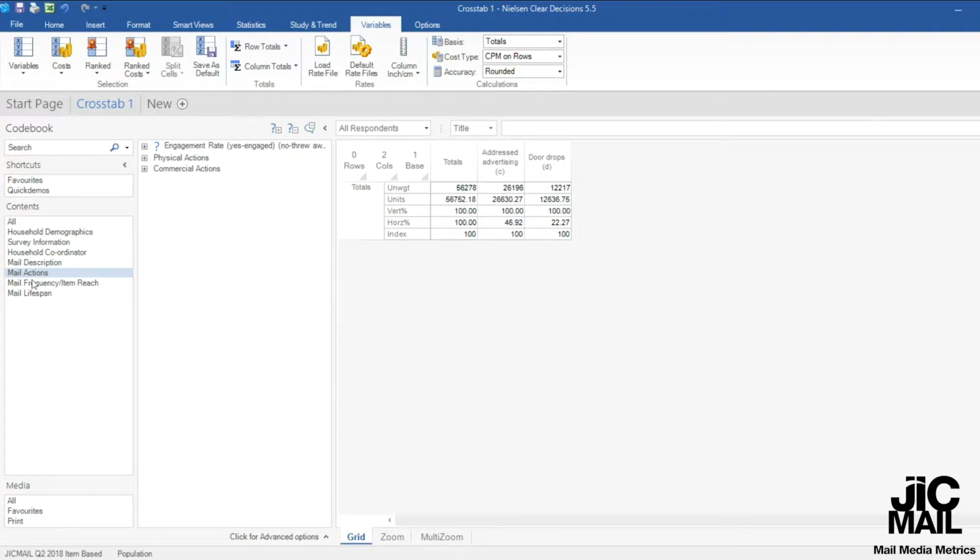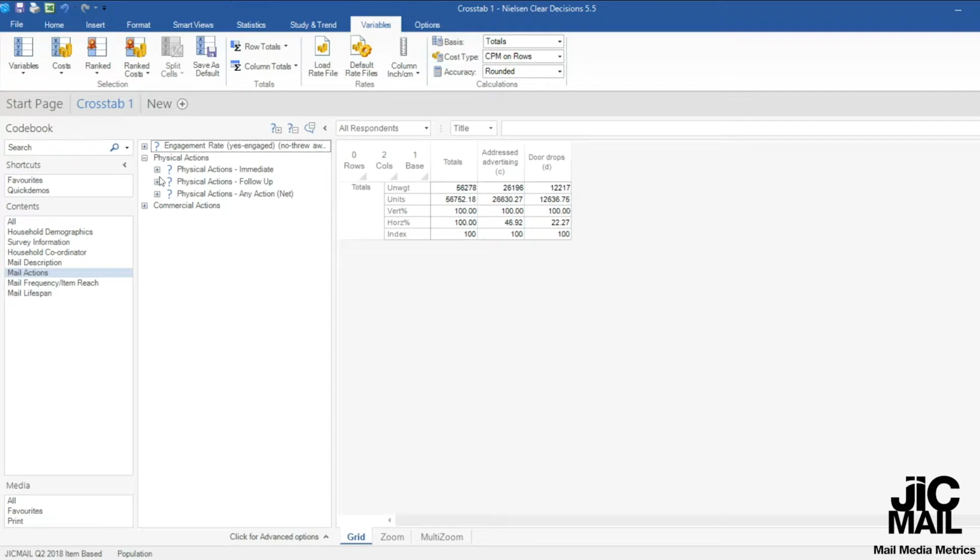As I said, this is where the mail item database is really distinct from the audience database. You'll notice within here we have an engagement rate. This is whether a mail item has had any type of action taken on it other than being thrown away. We've also got physical actions. These are the actions which contribute to our measure of frequency of exposure. Every time someone takes one of these actions, it contributes to frequency.